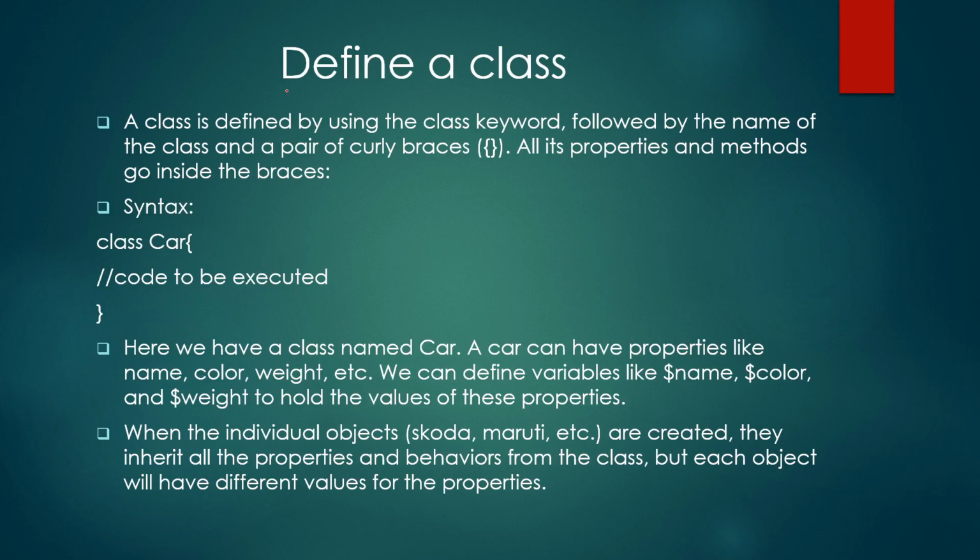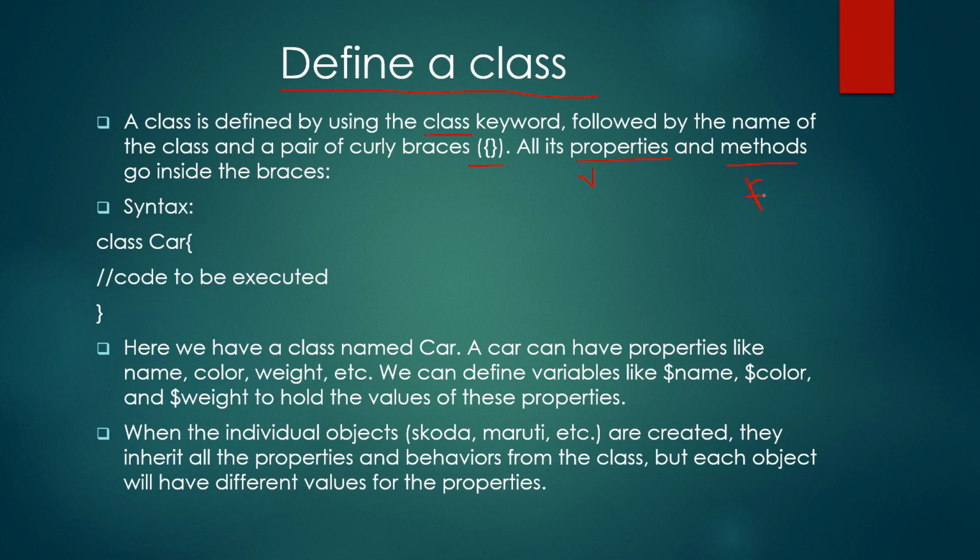We'll first learn how to create a class. A class is defined by using the class keyword. So you have to use the keyword class followed by the name of the class and a pair of curly braces. All its properties and methods go inside these braces. Properties are called variables and methods are called functions.